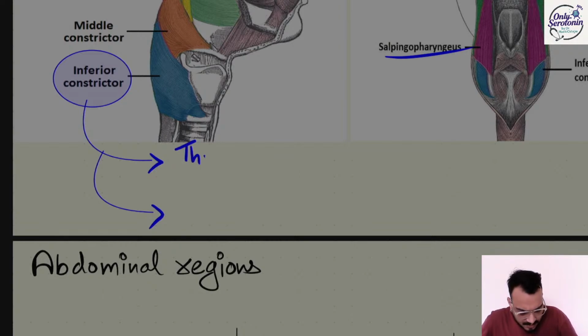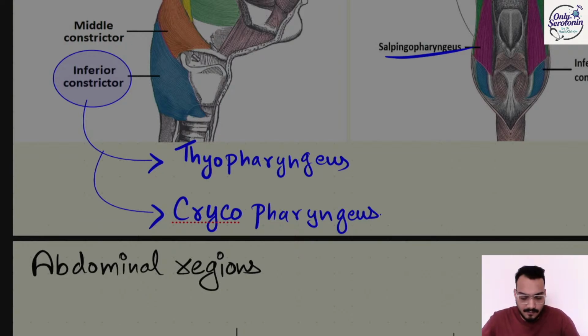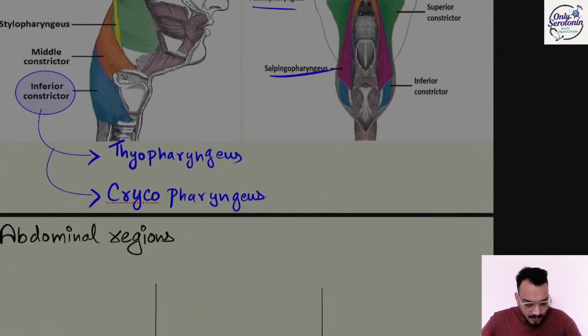So the first one is thyropharyngeus muscle, and another one is cricopharyngeus muscle. Thyropharyngeus muscle and cricopharyngeus muscle. Why are they both important, guys?